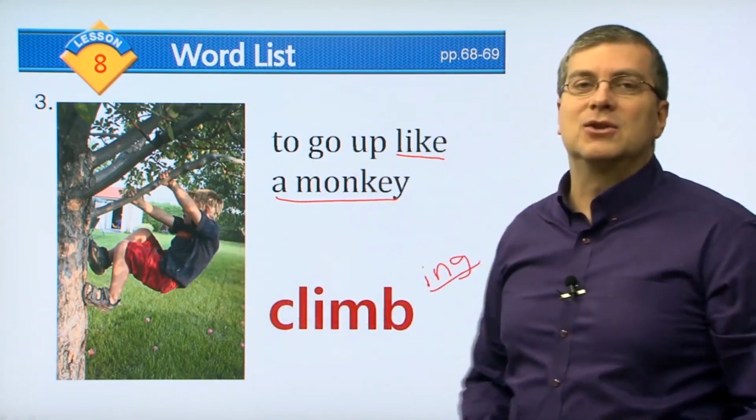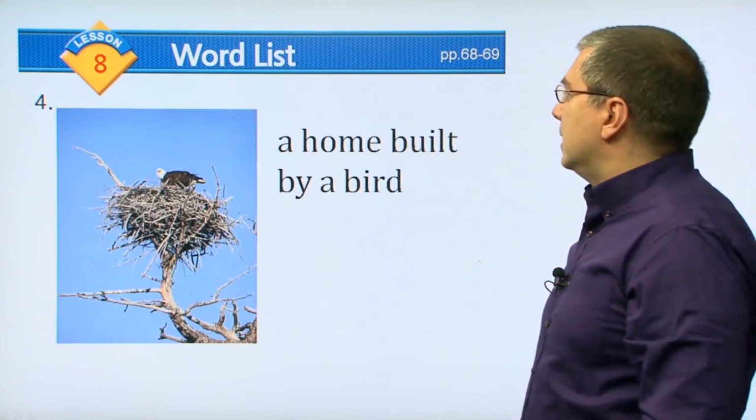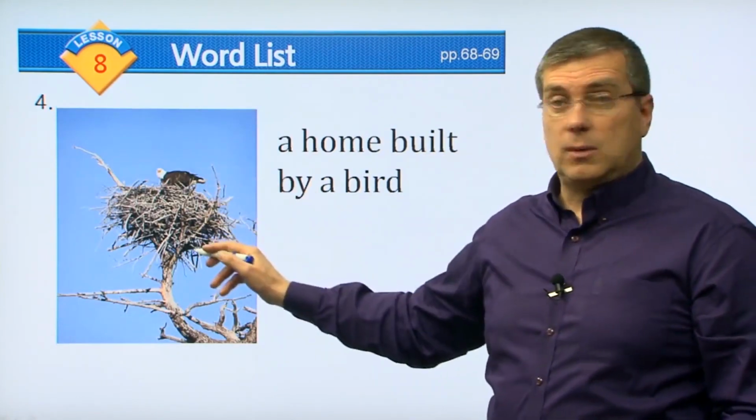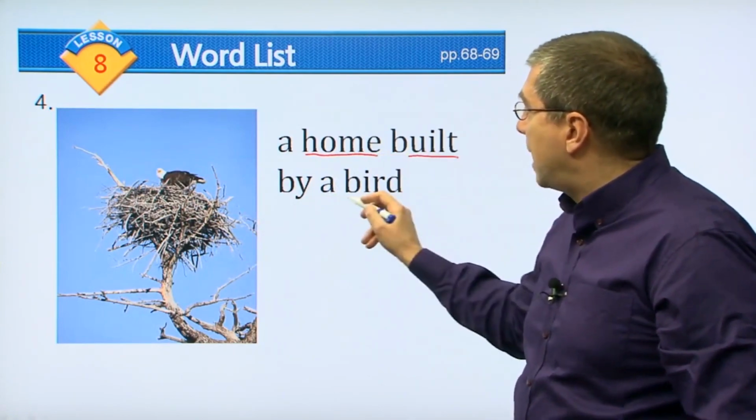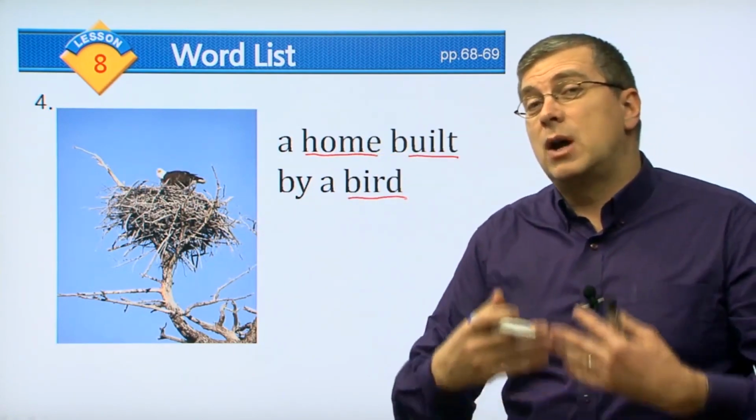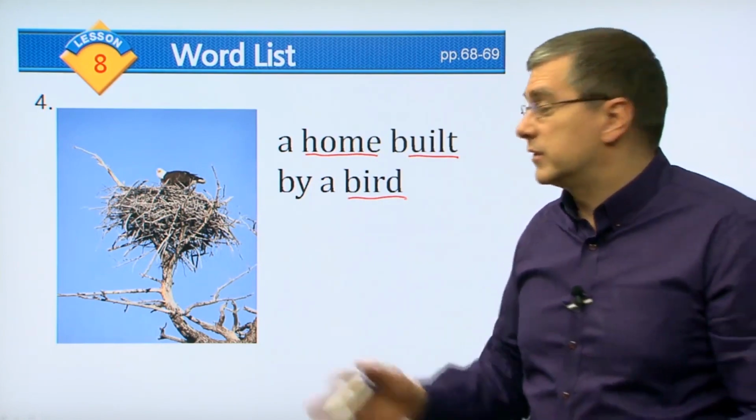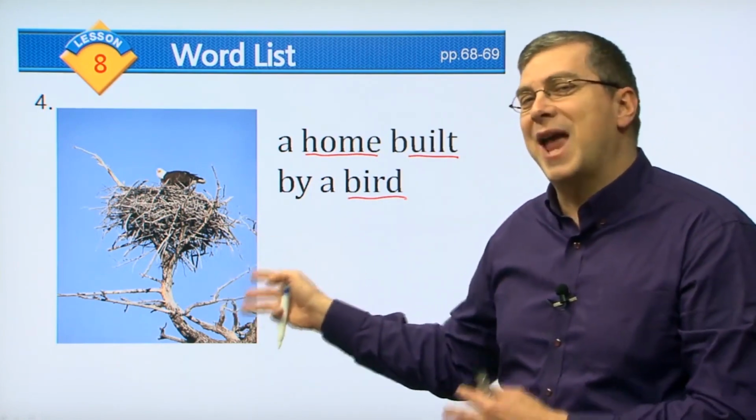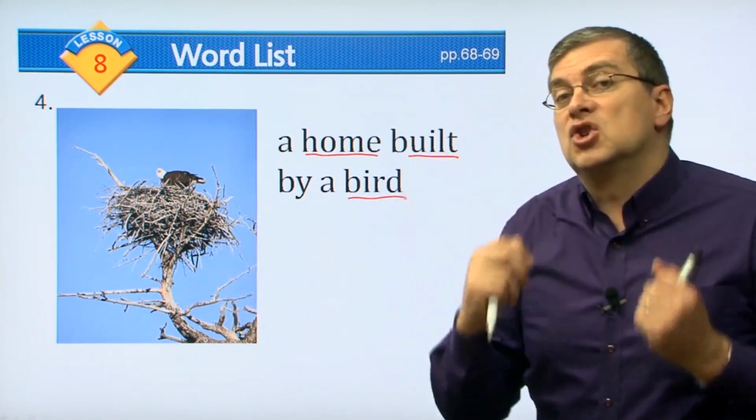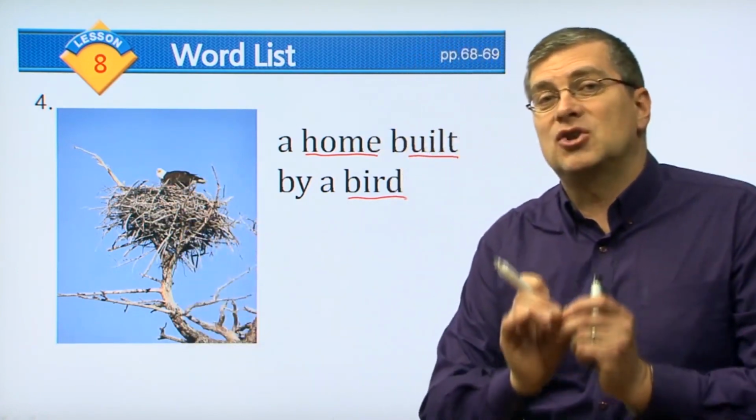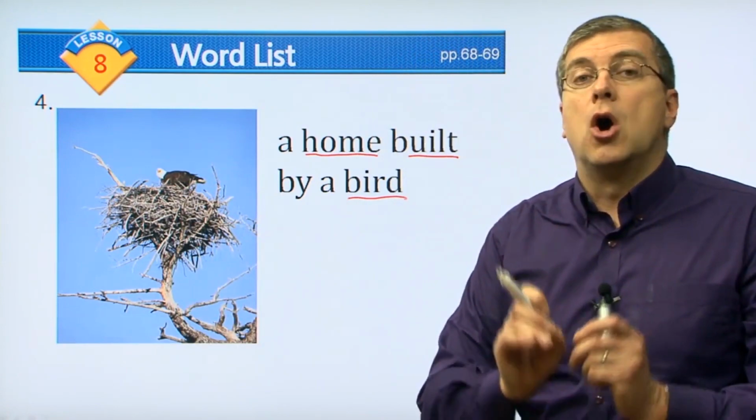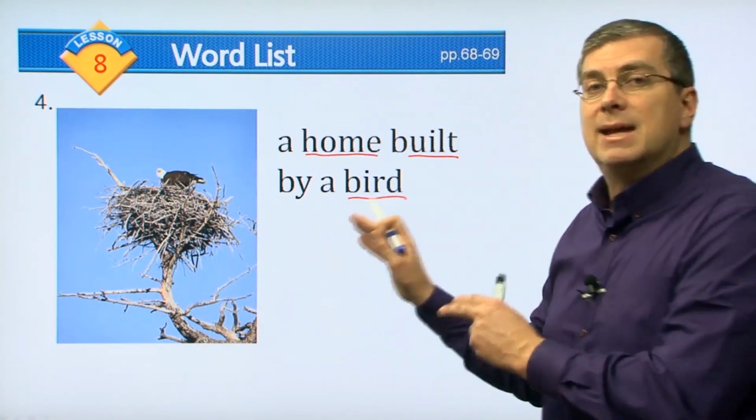But he is climbing the tree. Okay. The next, we saw this picture before, right? Here is a bird. Now, a home built by a bird. Before we talked about shelter, right? And we saw the squirrel, the cute animal looking out from the shelter. This is a type of shelter, but it's a special word for birds. Only birds make this, right?